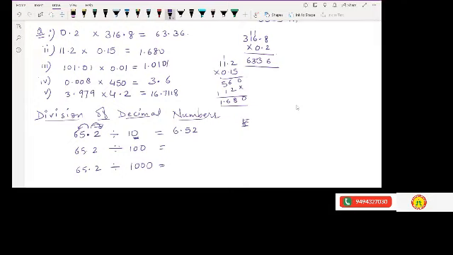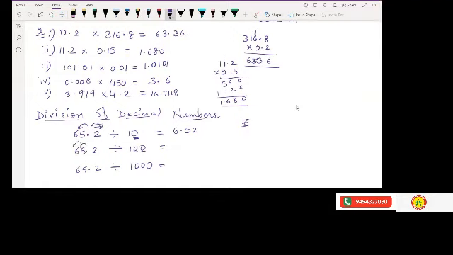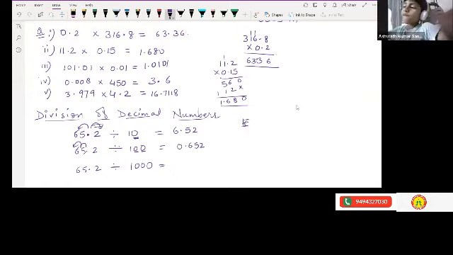I'll show you how it works. Then similarly, when we divide with 100, in 100 we have two zeros. So we observe that our decimal point will move two places towards the left like this. Okay, so this will become 0.652.